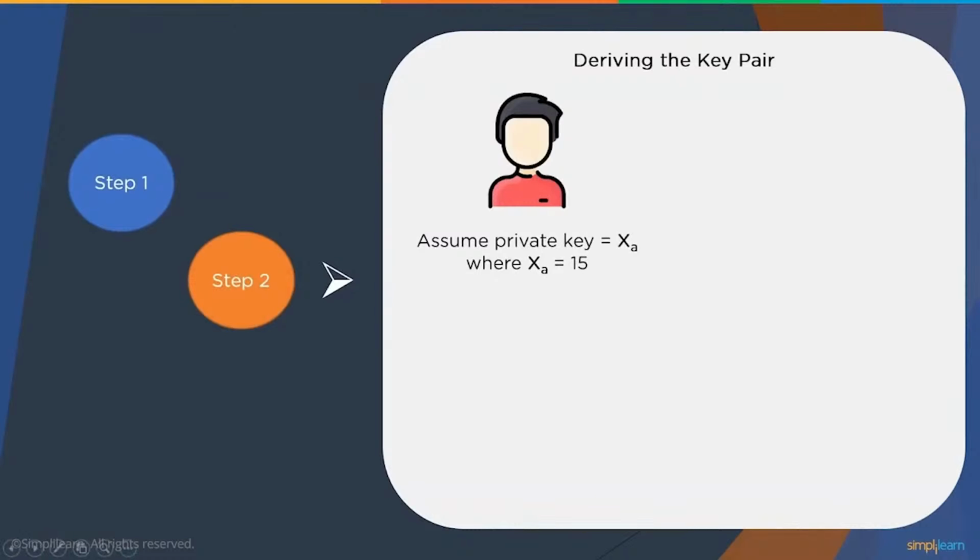Now that we have the value of the private key settled at 15, we can calculate the public key with the formula 3 power 15 mod 17, which is supposedly alpha to the power xa mod q. The value becomes 6. So our key pair becomes 15 and 6, which is the private key and the public key of the first user.